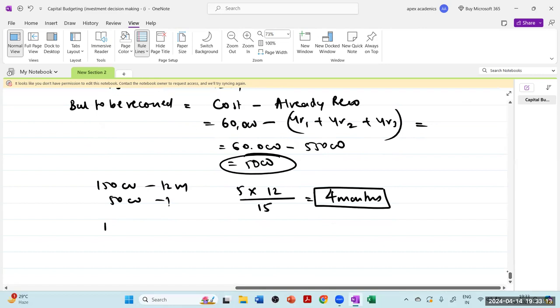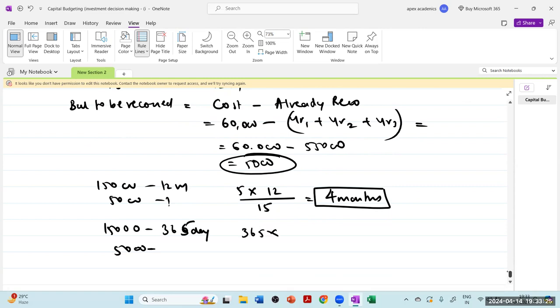Somebody will say, sir, tell me in days. Okay. 15,000 is earned in 360 days. Or you can take 365 also. That's fine. So 5,000 will be earned in how much? It is 365 multiplied by 5 divided by 15. So it is basically 365 divided by 3. Your answer is 122 days rounded off.